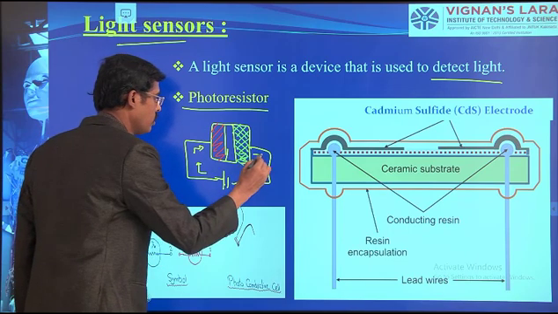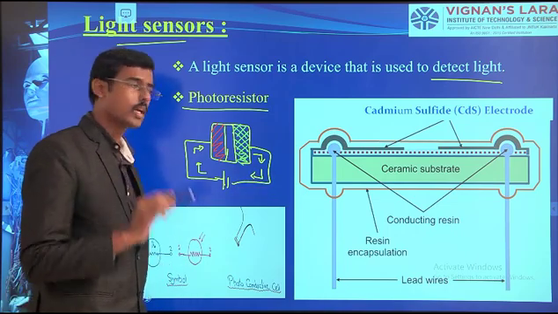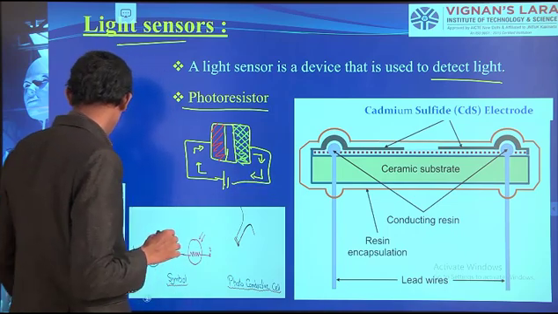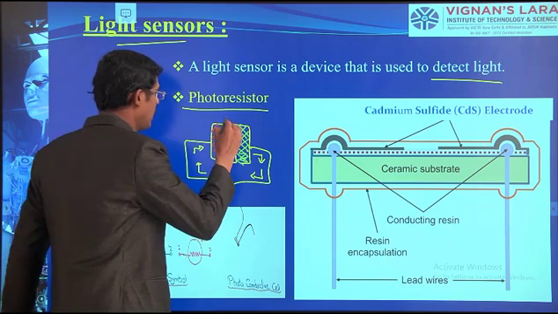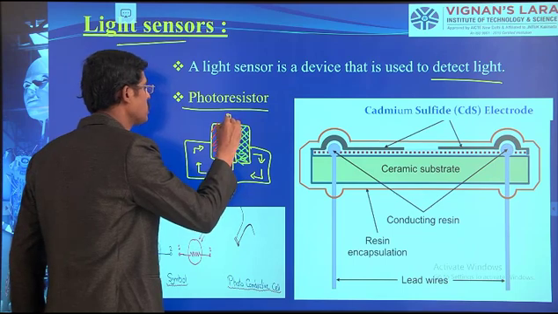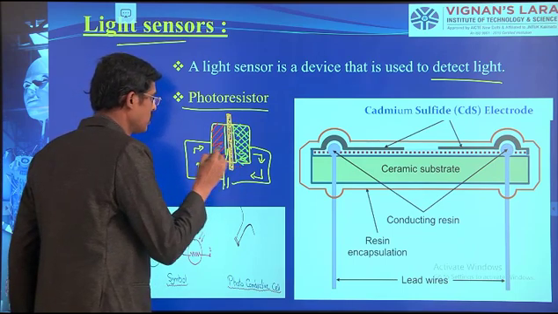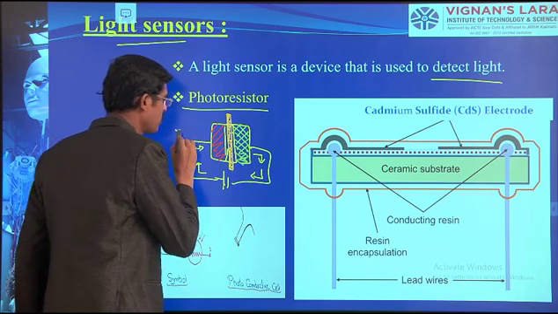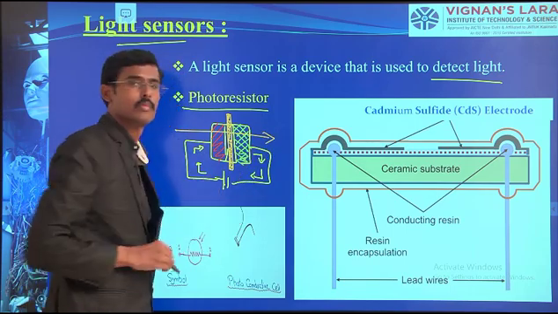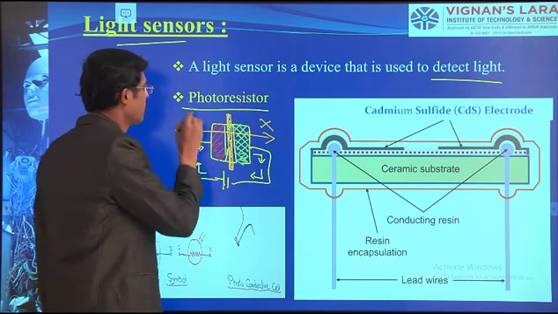Circuit flow will not happen. Why? Because we have a solid insulator here, which does not permit the flow of electrons from here to here. It does not permit.